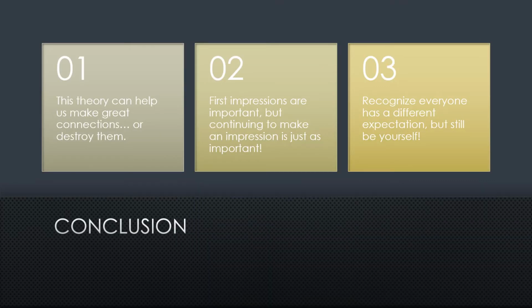So to sum up and to conclude this presentation, this theory can help us make great connections. It says that in the book, and I think it's really important to realize that whatever we don't say, whether it's body language or our own personal space, can really affect what kind of connections we make, which means that it can also destroy them if we're not careful. And then also remember that first impressions are important as we talk about expectancies, but also know that continuing to make a good impression is just as important.